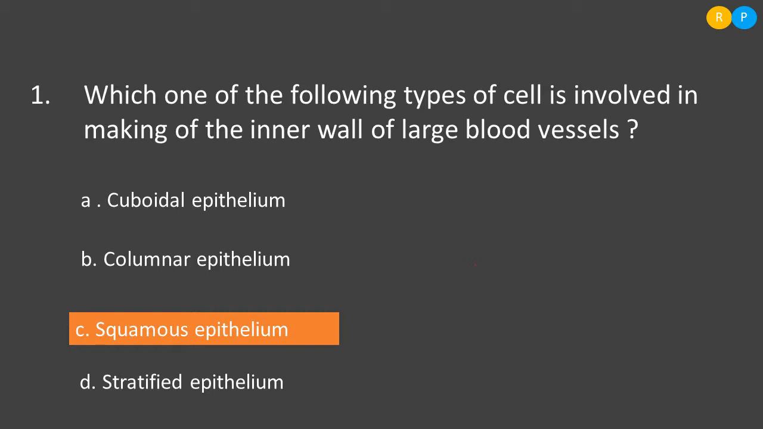Then option C, squamous epithelium. As I told, squamous epithelium forms the inner wall of blood vessels. So this is the correct answer for this question. Then option D, stratified epithelium. So out of the 4, the correct answer is option C, squamous epithelium.